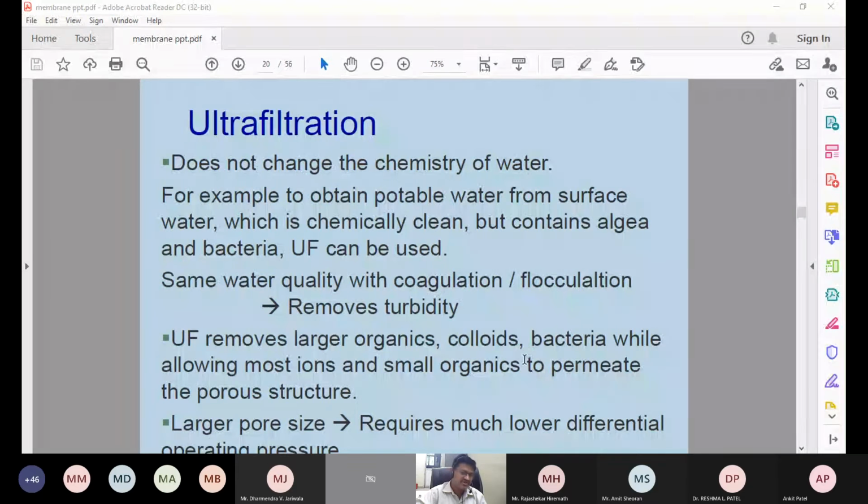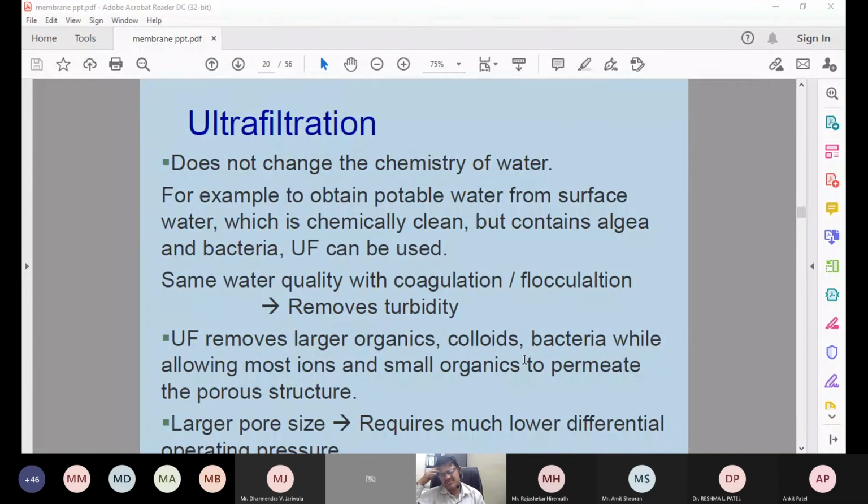Now, ultrafiltration does not change the chemistry of water. That we already know, that it cannot change the chemistry of water, because it cannot remove the dissolved solids or dissolved salts, we say. Only it can remove the suspended solids. So to obtain potable water from surface water, even if it contains algae and bacteria, it can be used. It has the same water quality as coagulation and flocculation.